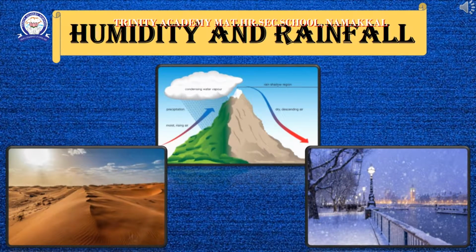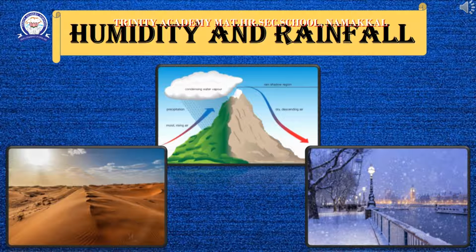Next, humidity and rainfall. Moisture or water vapor present in the air is called humidity. I repeat, moisture or water vapor present in the air is called humidity. Humidity is the amount of water vapor in the air. It is caused by the evaporation of water, so it affects the climate of a place.